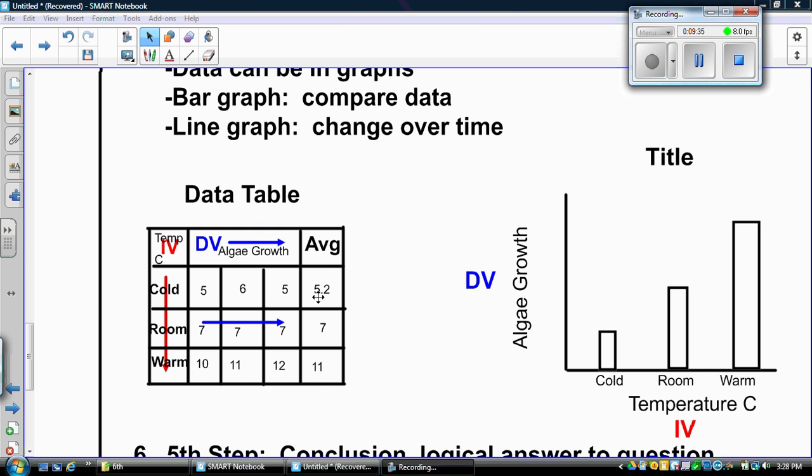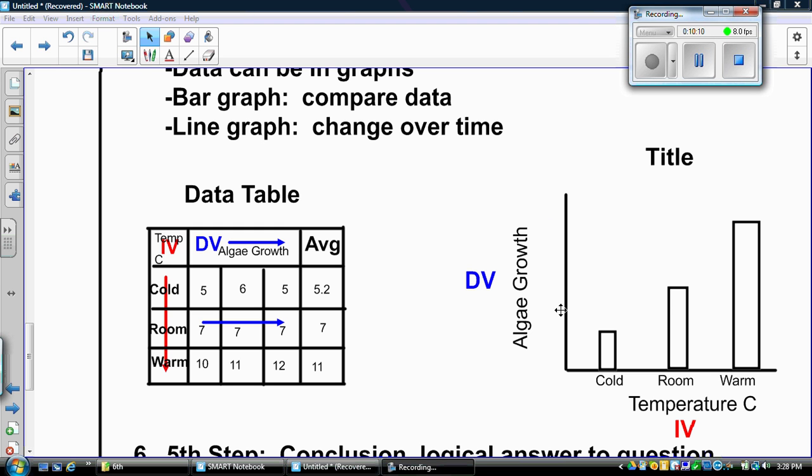Okay, so once we've got our data table and we've got all our data entered in, now we've got to do the graph. So when you do a graph, it's very easy to remember how to set it up. On the x-axis, which is the horizontal line, you always put your independent variable. So just go back to your data table. Your independent variable is temperature. So you label it temperature, degrees C, so we know what unit it's measured in. And then you put in your independent variable. We've got cold temperature, room temperature, warm temperature. Okay, that's how you label the x-axis.